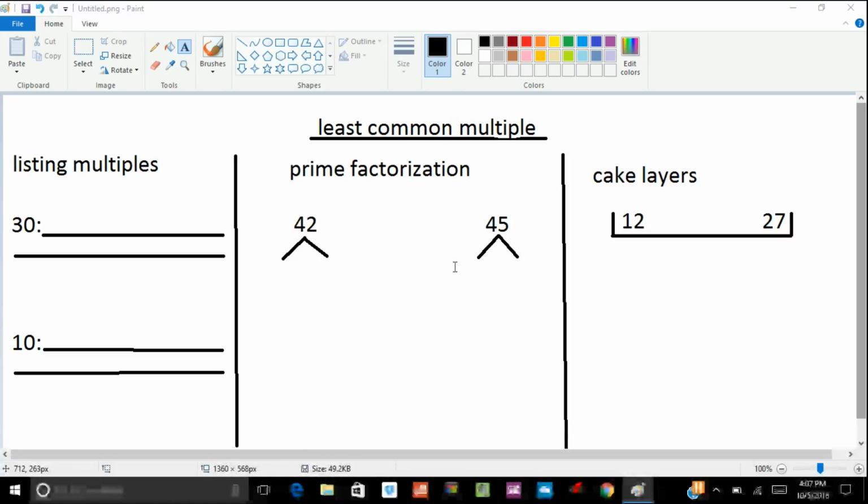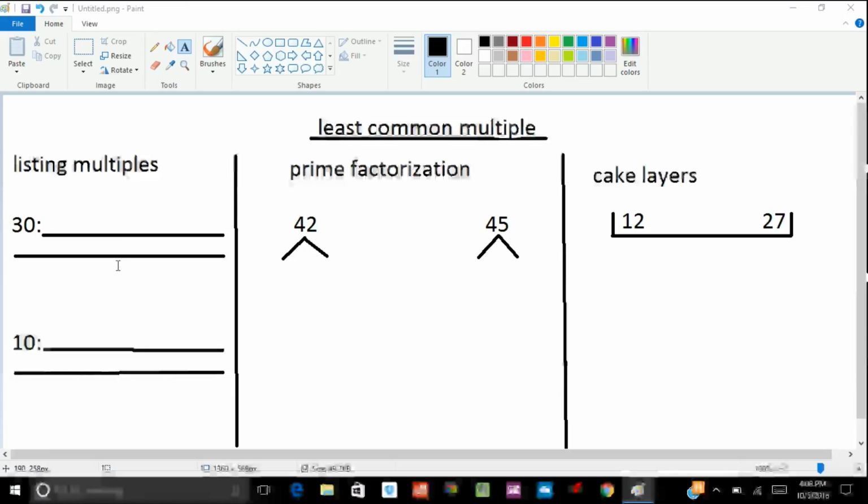Today we're going to be doing least common multiples. Right now we have 30 and 10, the same thing as the greatest common factor, but a little bit different. This time we're listing multiples. There are three ways: listing multiples, prime factorization, and cake layers.